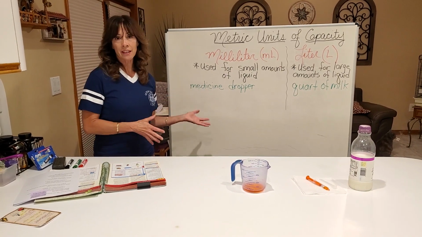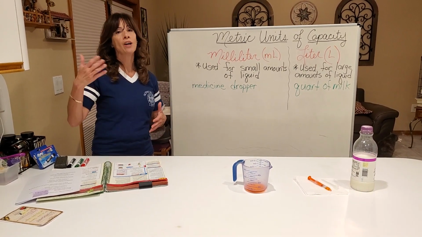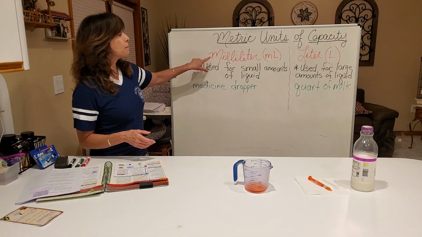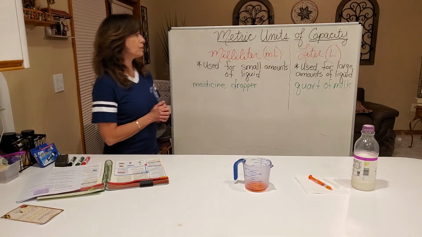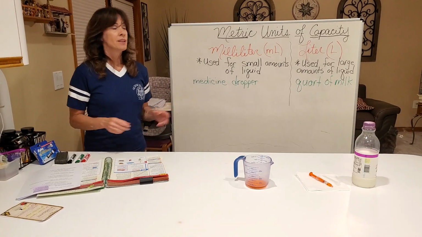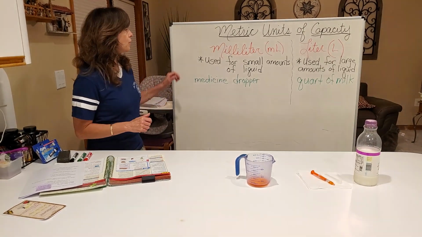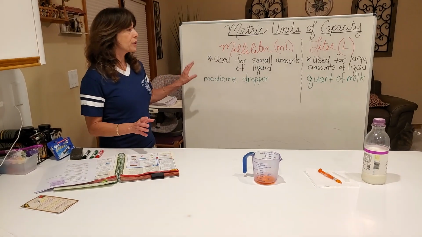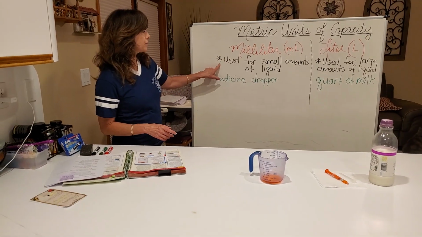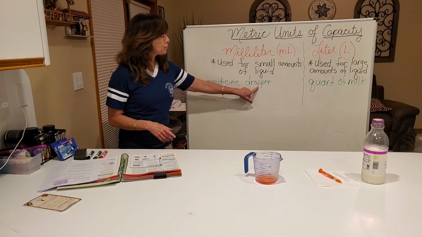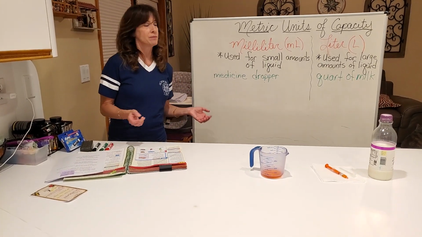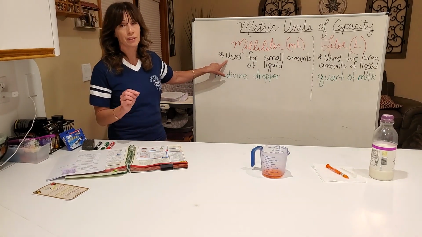In length, the meter and the kilometer were the largest units. In capacity, the liter is the largest unit. There's only 2, which makes it very easy. Now, to get an idea what a milliliter is, we're going to use a dropper. Look over here. A medicine dropper would be an example of a milliliter. So what would we use a milliliter for? Very small amounts of liquid.